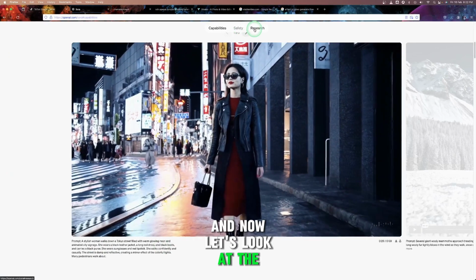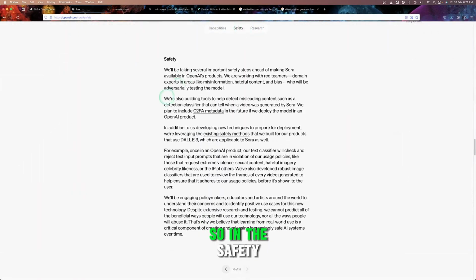And now let's look at the safety section here. In the safety section, they're talking about some of the things that people are concerned about now. They are trying to block prompts that are a violation of the policies, like those that request extreme violence, sexual content, hateful imagery, celebrity likeness, and other things that you can see here. So that's something good that this big company OpenAI has come up with.